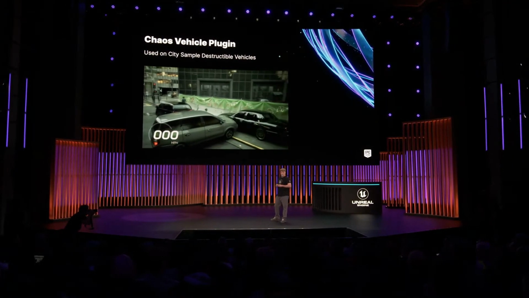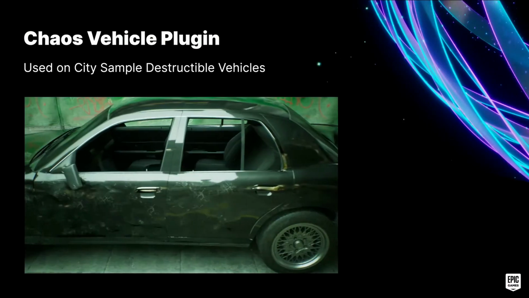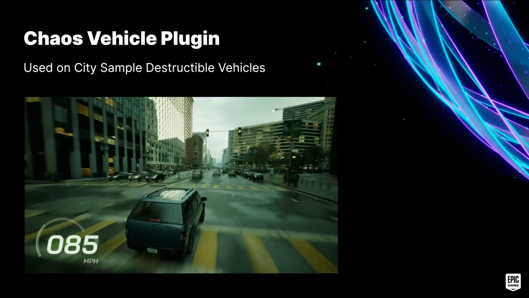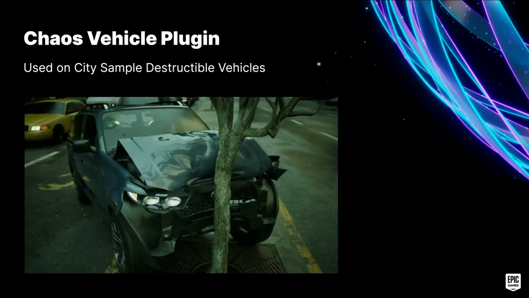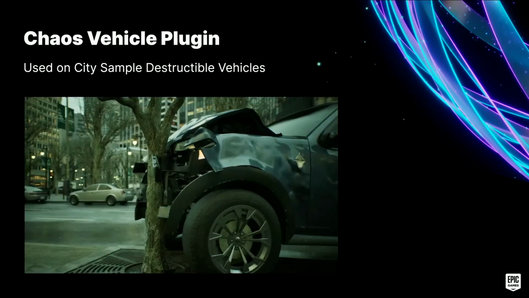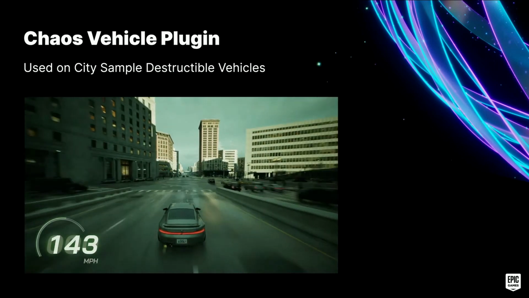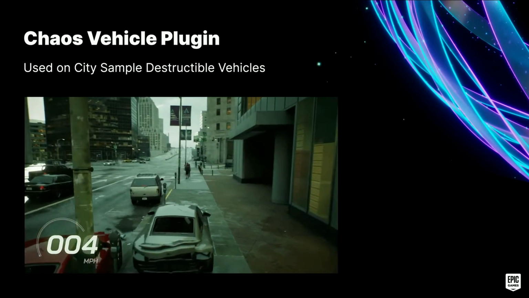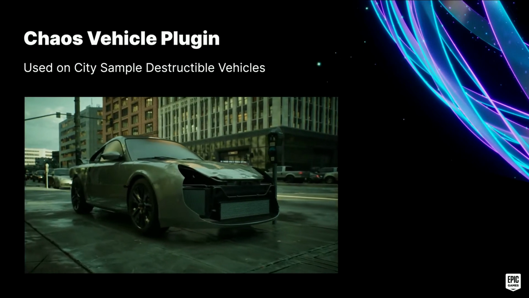So first up is our vehicle system. The Chaos Vehicle plugin was utilized during the city sample demo for the destructible vehicles system and has been available within the engine since release 5.0. This version of our vehicle system allows for skeletal mesh-based vehicle setups, where we perform scene queries from wheel positions to emulate the suspension characteristics of a vehicle. And we also provide a torque model to help recreate a typical transmission-based drivetrain.